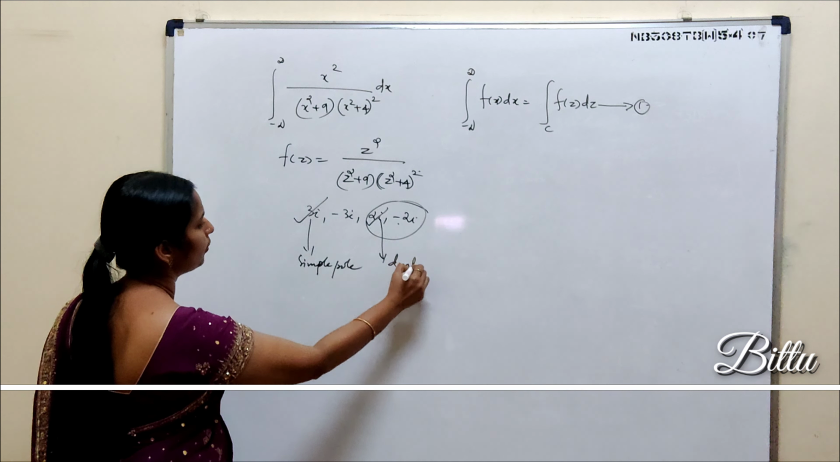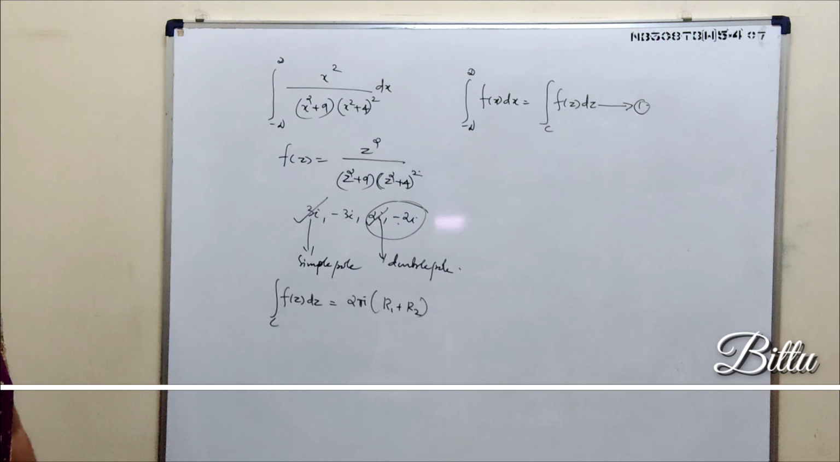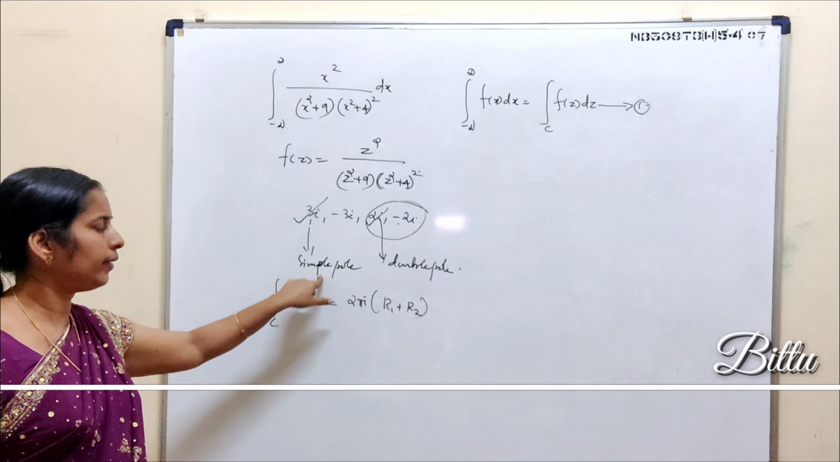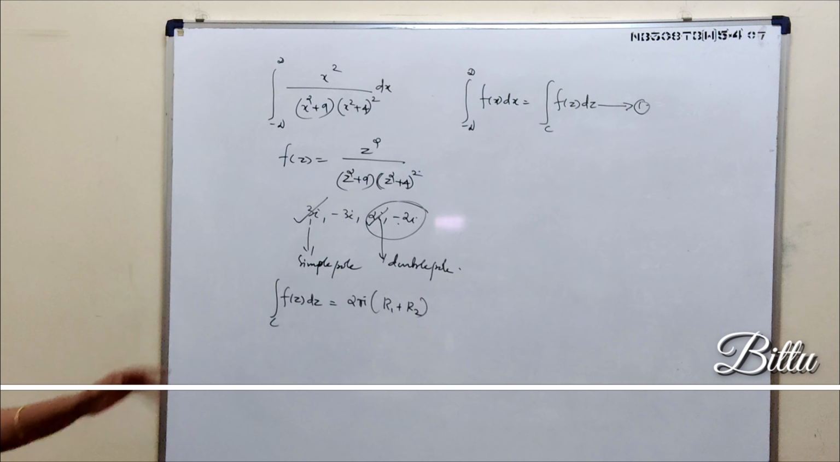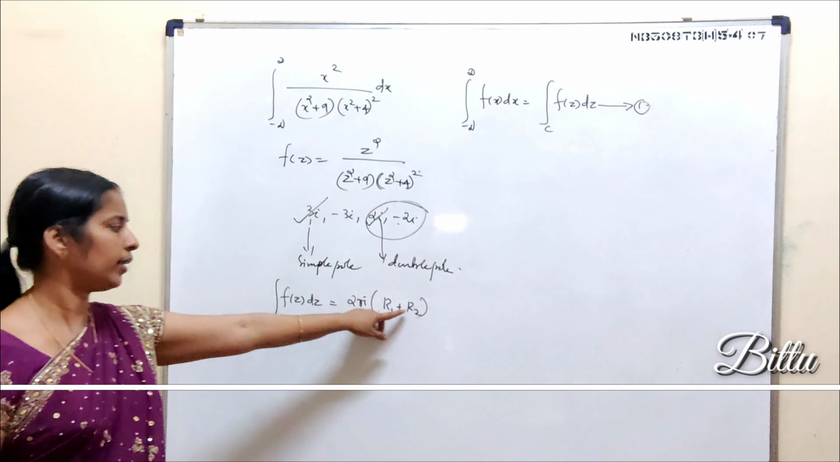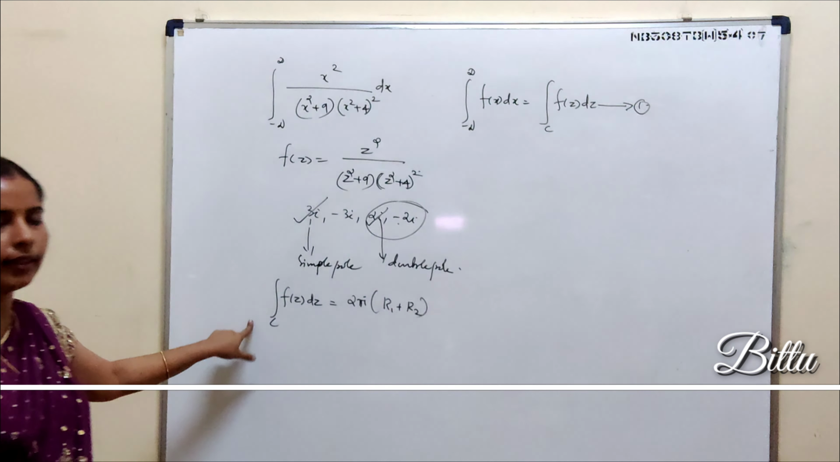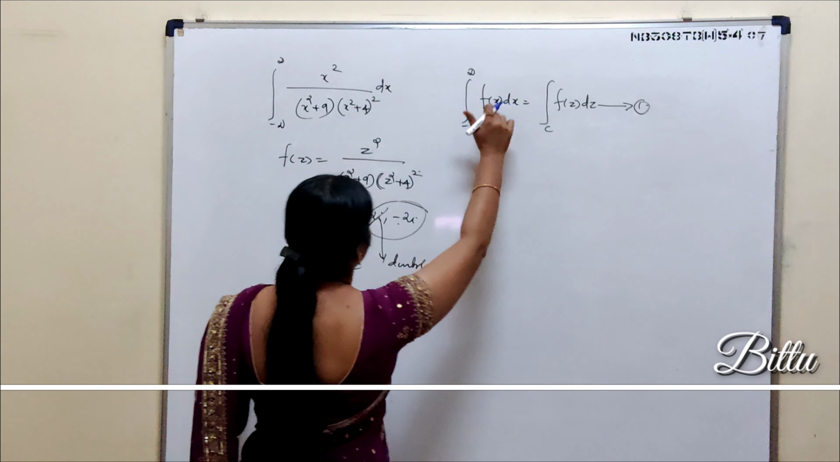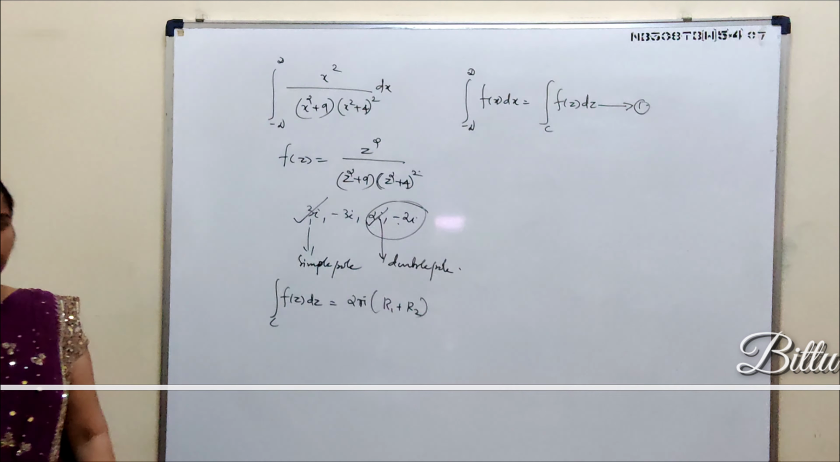So by the residue theorem, integral over c f(z) dz is 2 pi i into (R1 plus R2). You evaluate both residues. Here you have to notice one pole is simple, the other one is double. So you have to apply the corresponding equations. You evaluate R1 and R2. You substitute R1 and R2 here, then you will get the value of integral over c f(z) dz. Next you put in equation number 1, then we will get the answer of the given question.